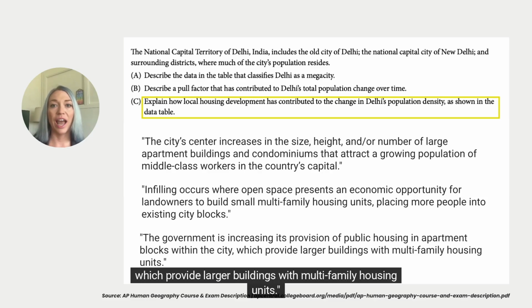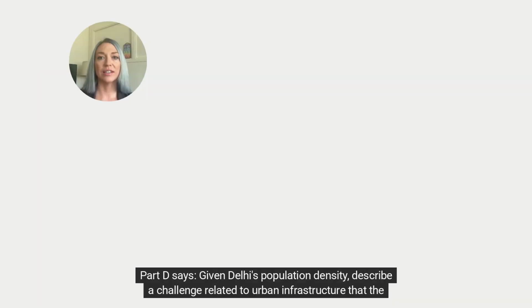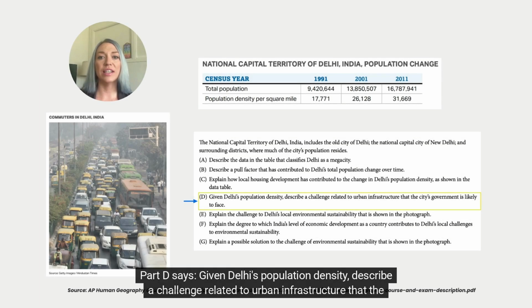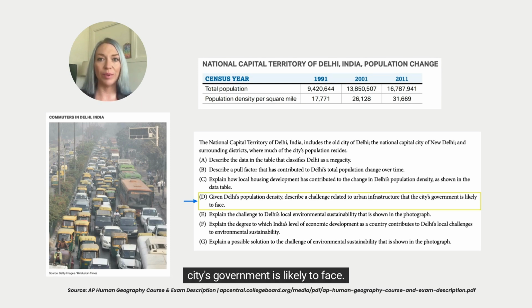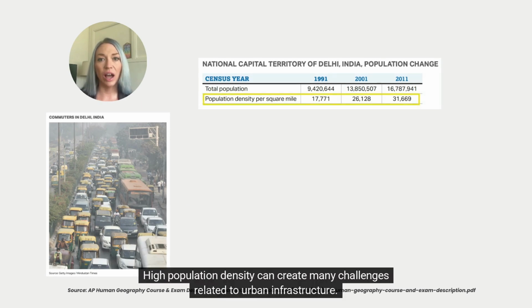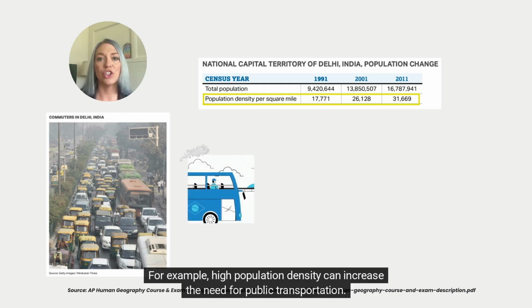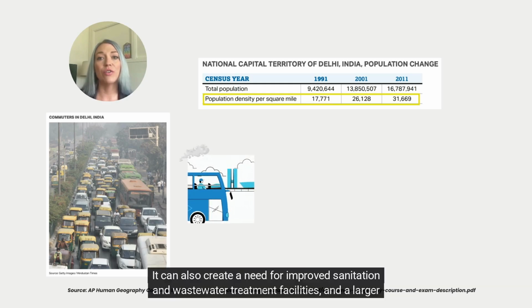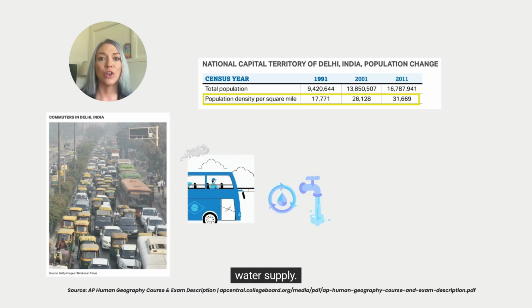Part D says, given Delhi's population density, describe a challenge related to urban infrastructure that the city's government is likely to face. High population density can create many challenges related to urban infrastructure. For example, high population density can increase the need for public transportation. It can also create a need for improved sanitation and wastewater treatment facilities and a larger water supply.